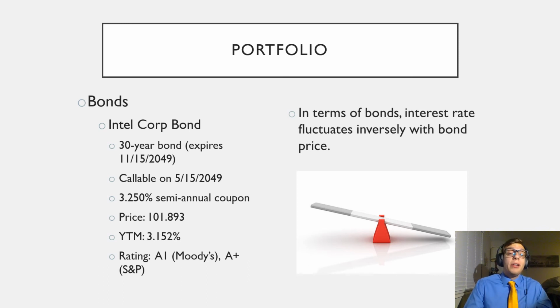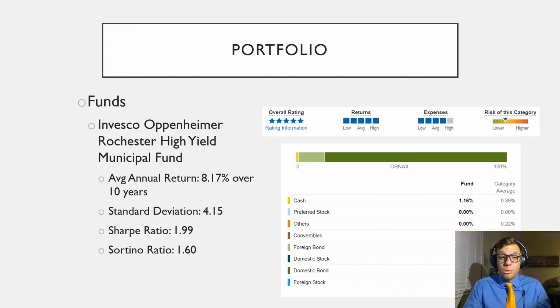The price of this bond is 101.893, and the rating of this bond is slightly lower. According to Moody's, it is A1, and according to Standard & Poor's, it is A+. So there is slightly more risk in this bond. However, it's still a very good looking bond for our investment goals.